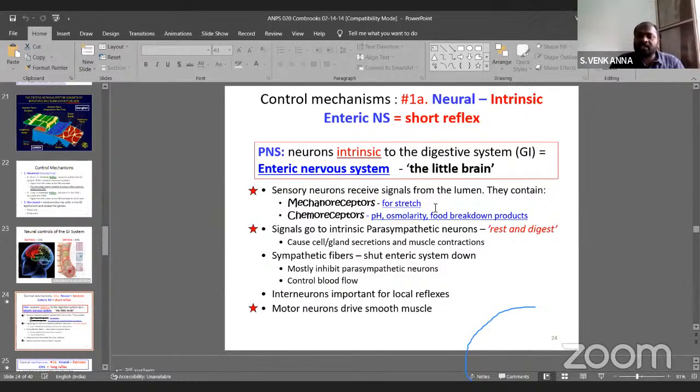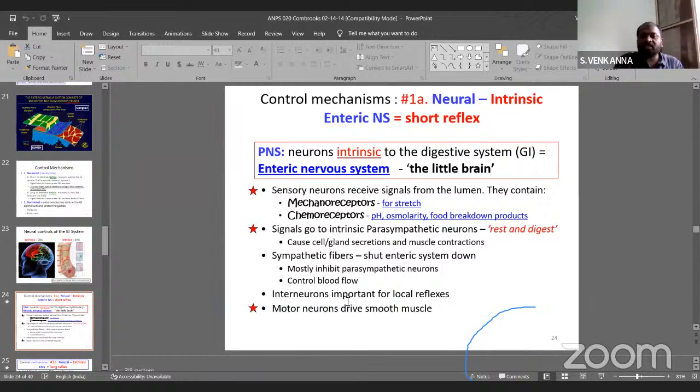The signal goes to intrinsic parasympathetic neurons. It is called rest and digest. The parasympathetic neurons of the peripheral nervous system are called rest and digestion. This causes cell glands, secretions, and mucous contractions. Sympathetic fibers shut the intrinsic system down, mostly inhibiting parasympathetic neurons, and control blood flow.